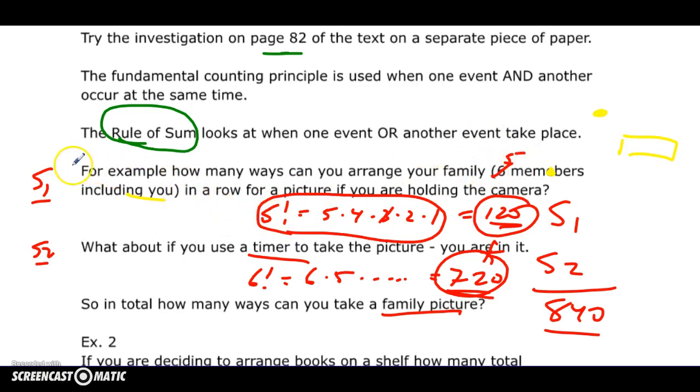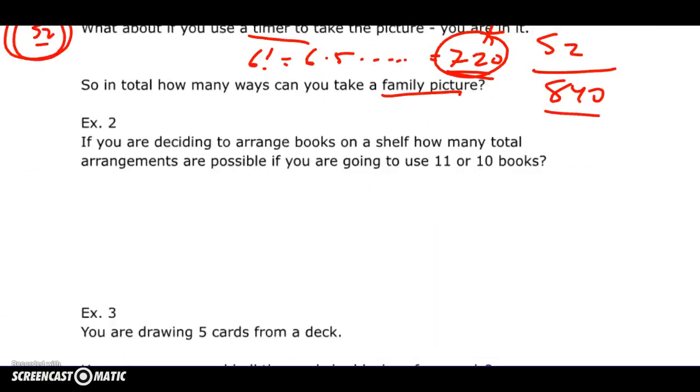Just look at the situation and say, I can be in the photo, or I can be out of the photo. Those are 2 different things. Find out the number of ways to do each, and then add them together.